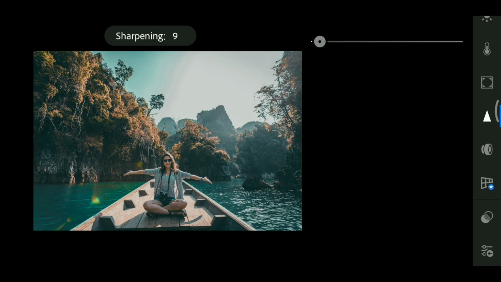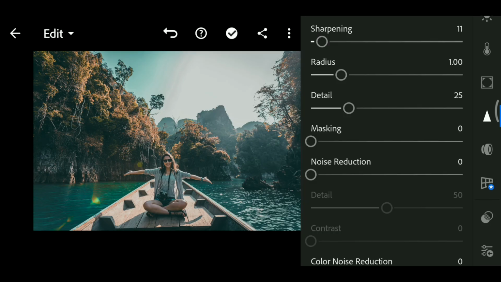Then last details. Sharpening 11. Masking 22.